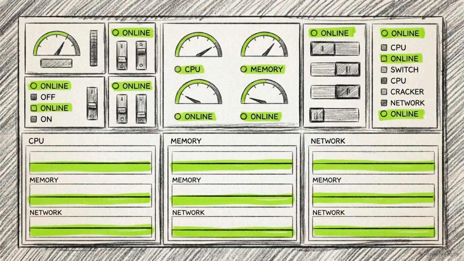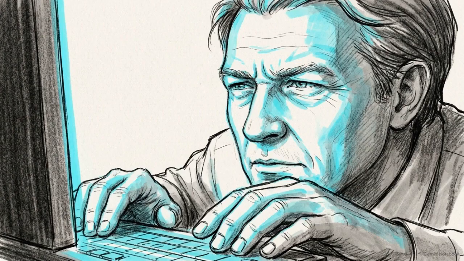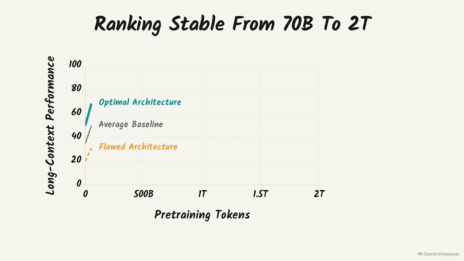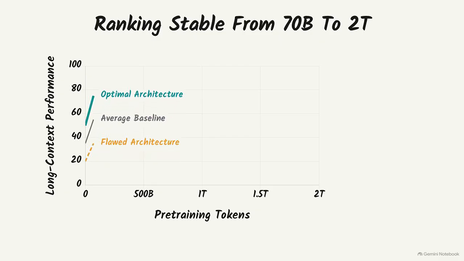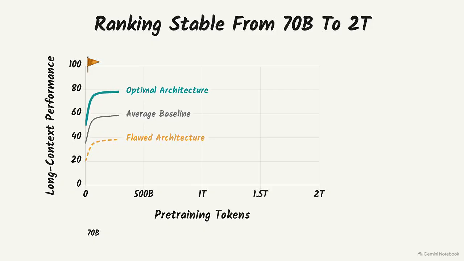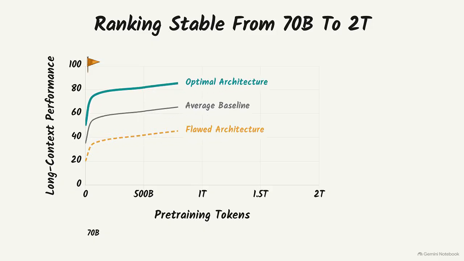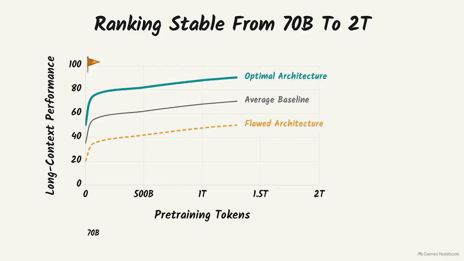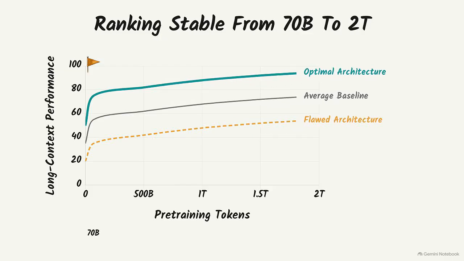Because the short context dashboard cannot detect the loss of this internal focusing structure, engineering teams require a new workaround to validate their architecture before fully committing. The solution is to pause early in pre-training and launch a context extension probe at exactly the 70 billion token mark. This early test is reliable. Research confirms the architectural performance ranking established here remains flawlessly stable through a 2 trillion token pre-training run.